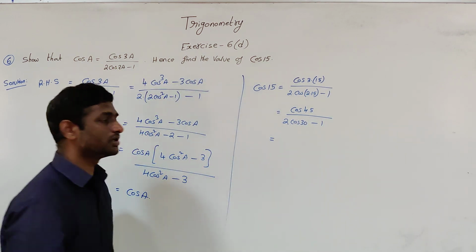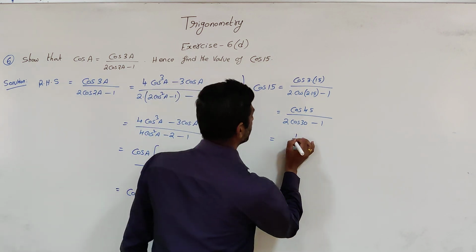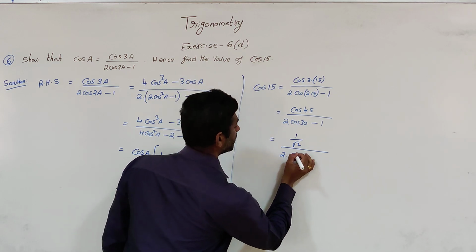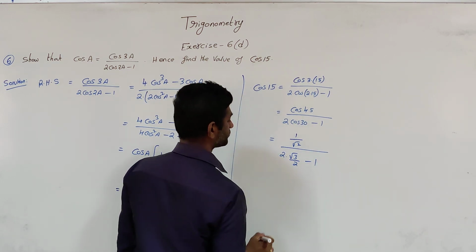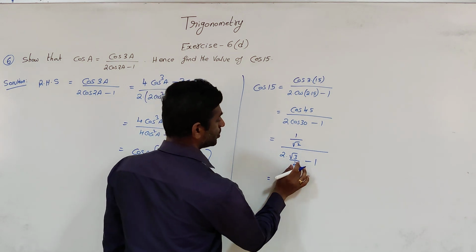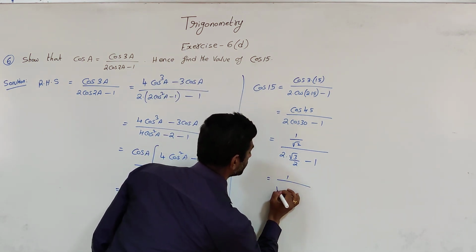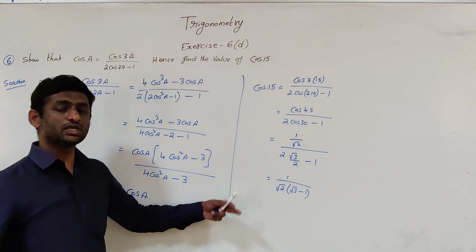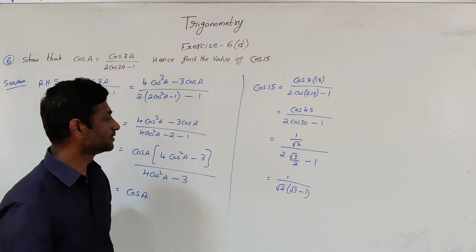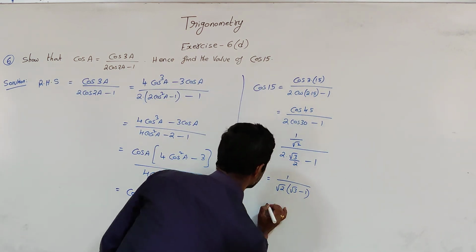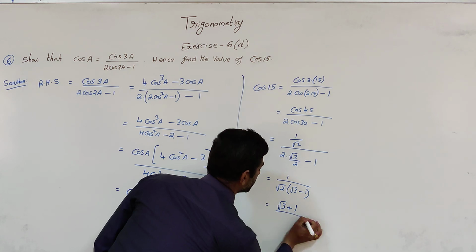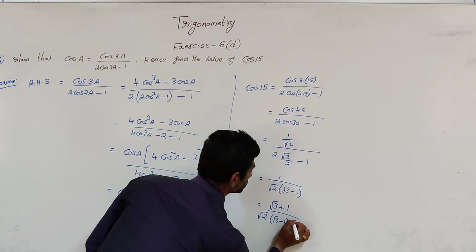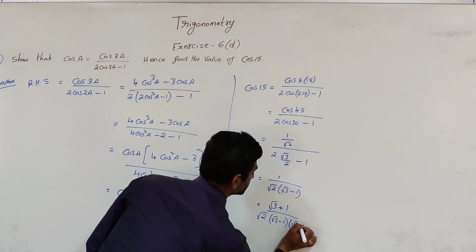What is cos 45 value? It will be 1 by root 2 upon 2 into cos 30. It is root 3 by 2 minus 1. So if you simplify, 2 gets cancelled, you will get 1 by root 2 times of root 3 minus 1. Now rationalize the denominator of root 3 minus 1. It will be root 3 plus 1 by root 2 into root 3 minus 1 into root 3 plus 1.